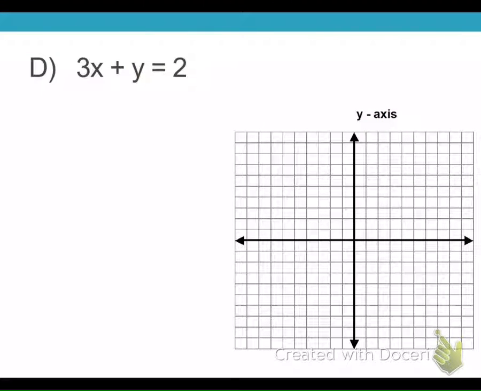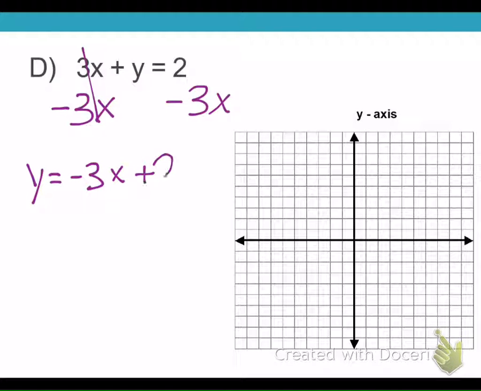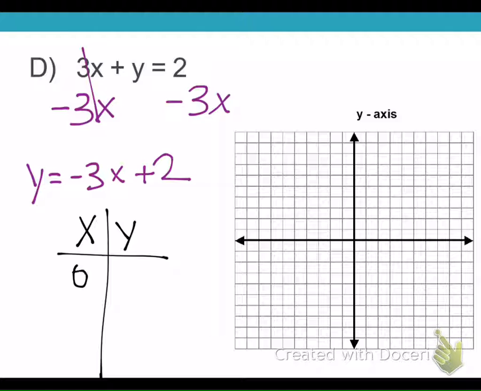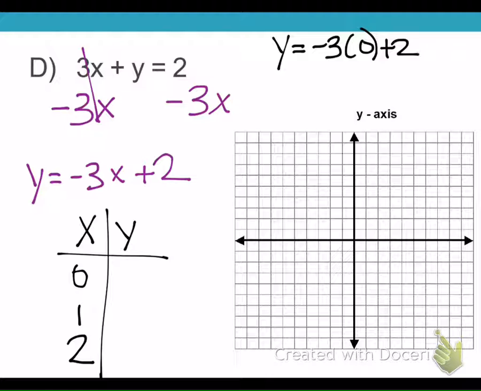All right, what's the first thing you did? Subtract the 3x, good. So we have y equals negative 3x plus 2. Then you picked 0 and 1 and 2. Those will definitely work. When you plug a 0 in, what do you get? You just get 2, right? Oh, because it's multiplying by 0. So okay. Plus 2.